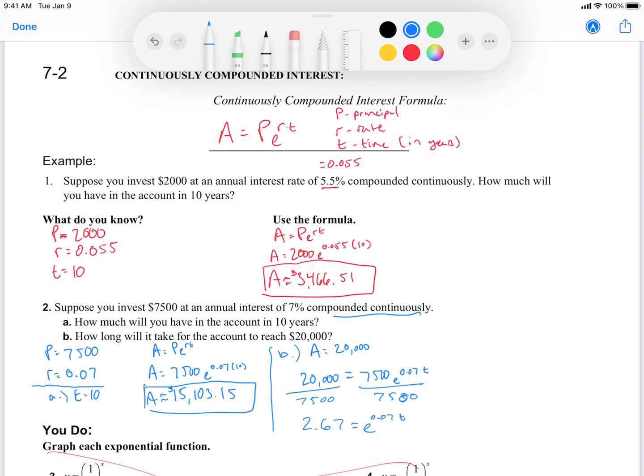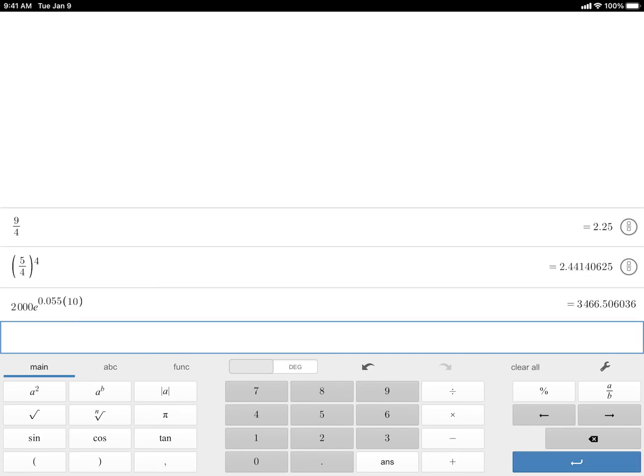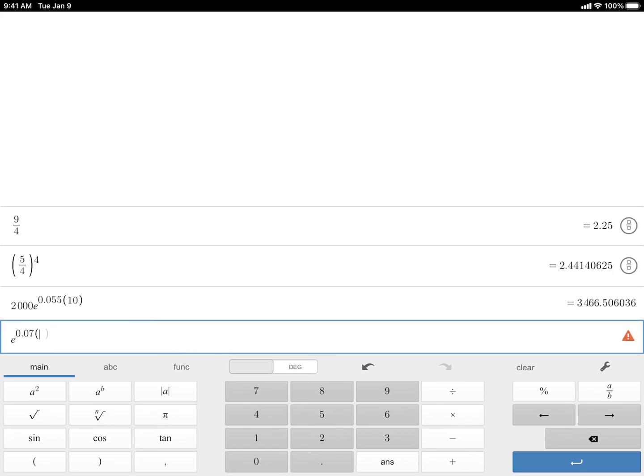Now, we will eventually learn how to solve a problem like this more accurately. But for now, what we're going to do is essentially guess and check. I'm looking for e to 0.07 times some value equal to 2.67. So on my calculator, I type e to the 0.07 times what value I'm looking for, and I'm looking for 2.67. I know it's not 10 years, because after 10 years I get 15,000.